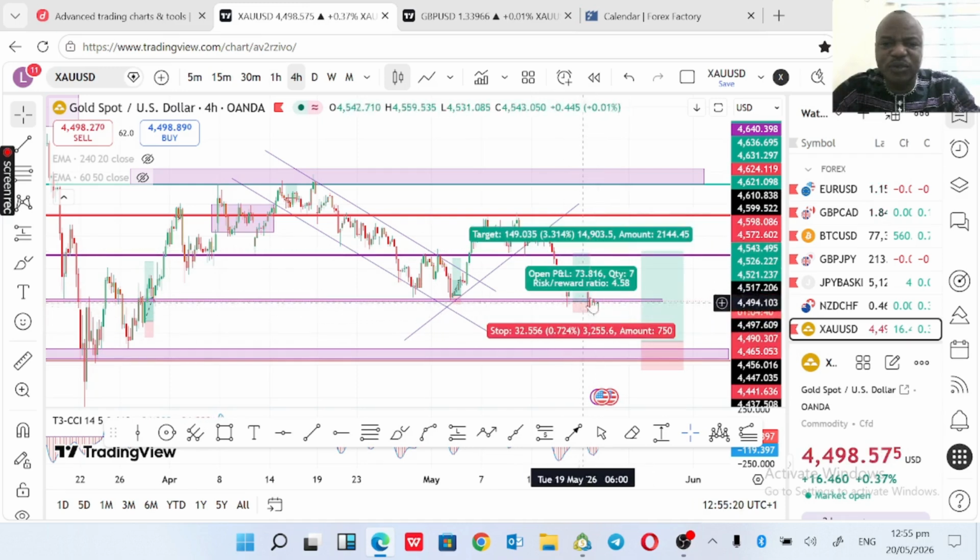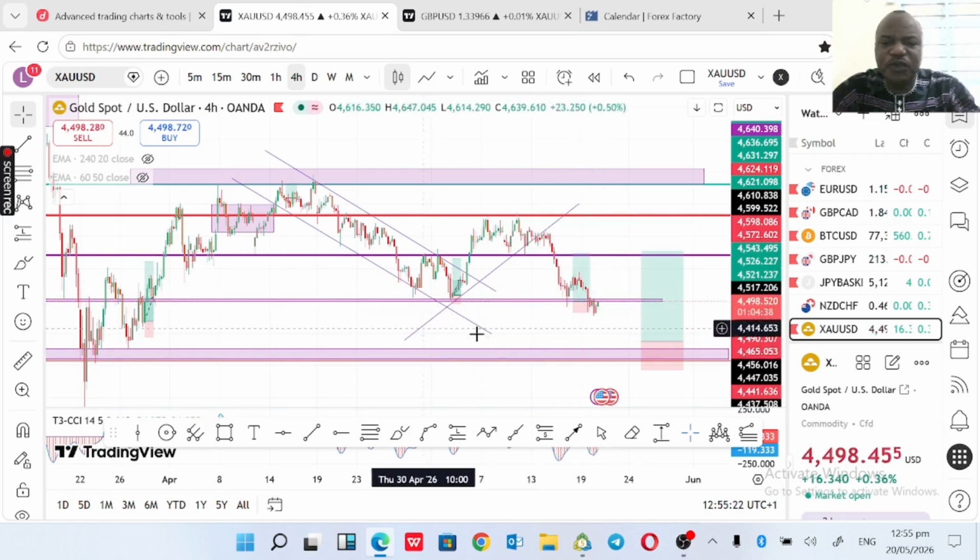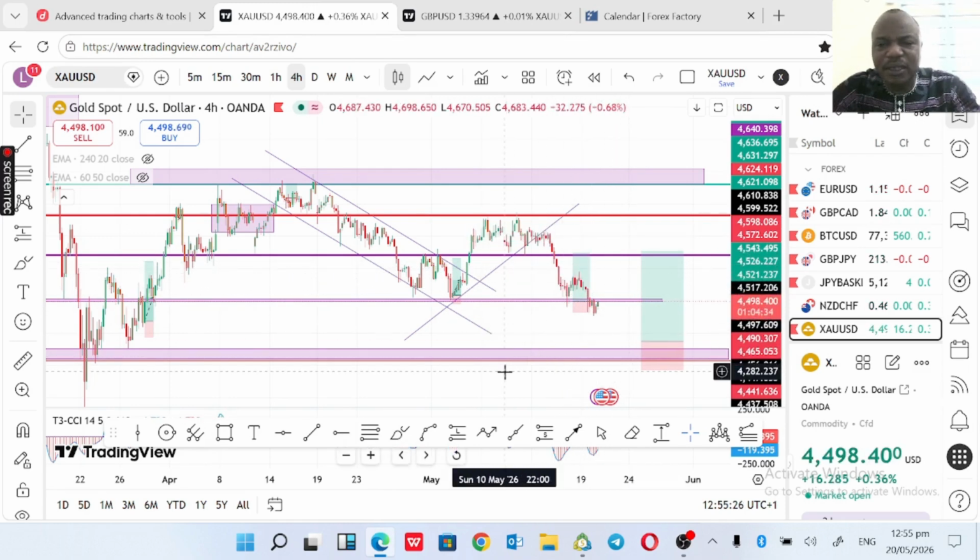That was the reason why I took this trade somewhere here. Unfortunately, this trade did not actually give me what I expected. I think I only had a very little peep from that, so it was not really on our side. But be that as it may, it's still a good setup.